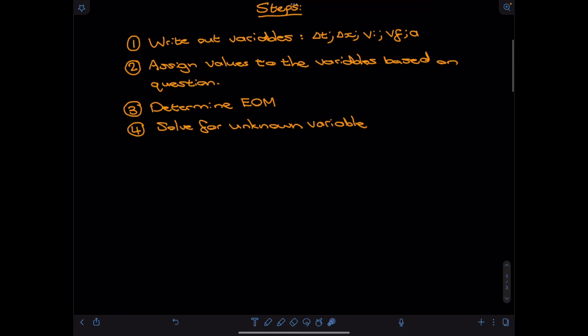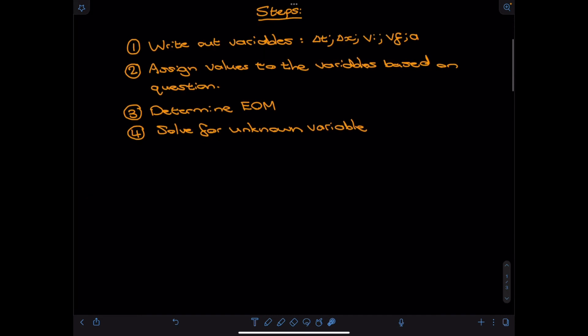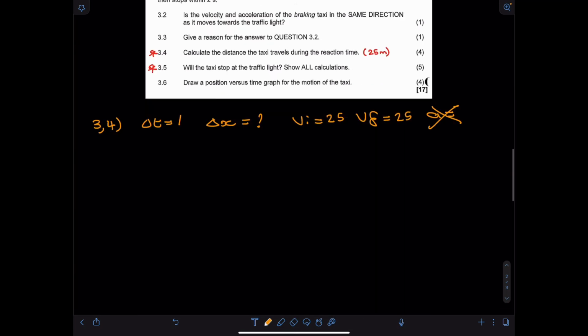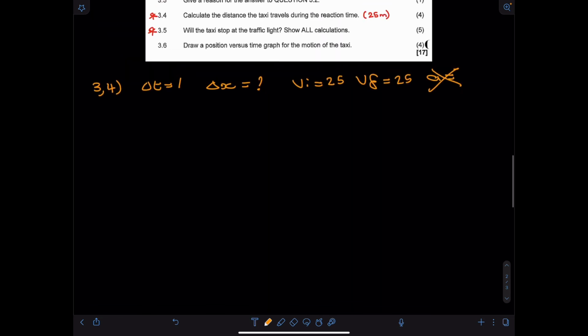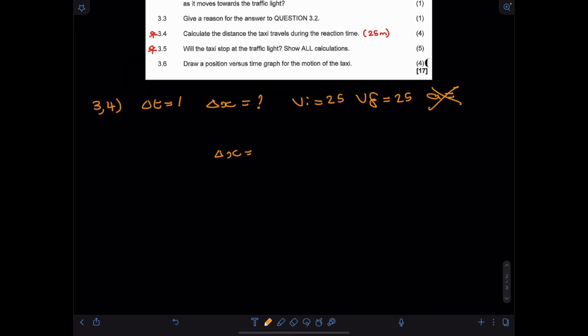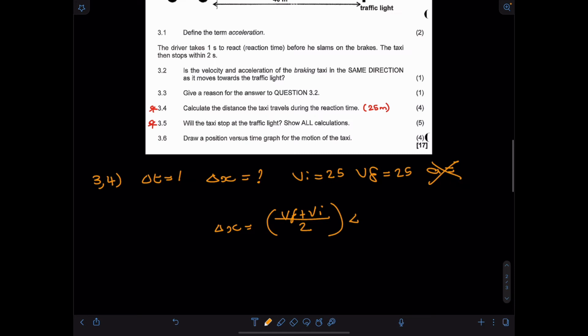So remember now, we did steps 1 and 2: write out the variables, and assign the values to the variables, right? Step 3, we also did, determining the equation of motion. So we determined that this is going to be our equation of motion, and now all we have to do is solve for the unknown variable, okay? So let's go. Delta x equals Vf plus Vi over 2, and then delta t, okay?